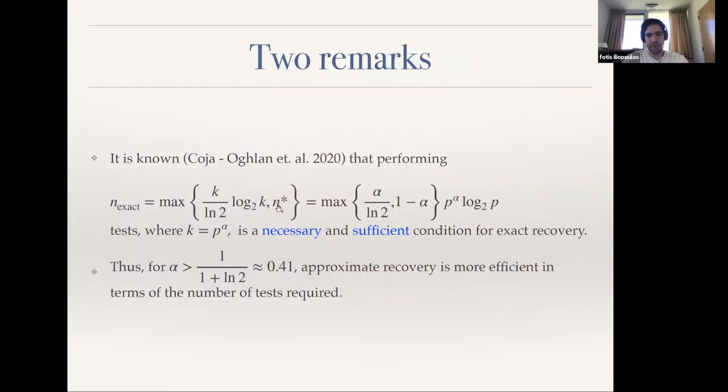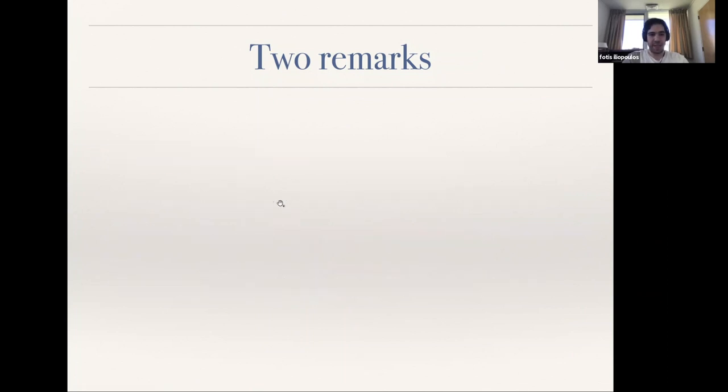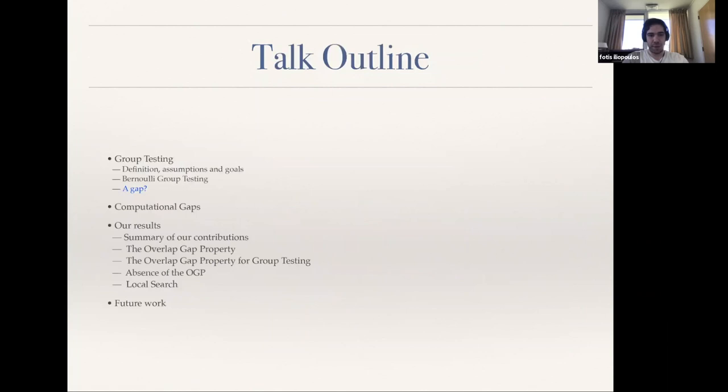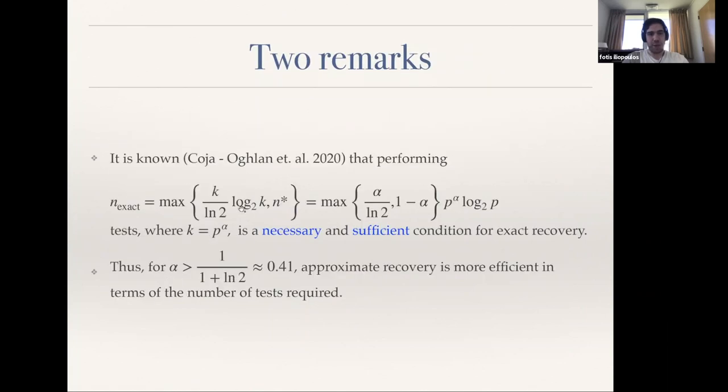So do you see my slide? Yeah, I do. So n star is the number of tests. n star is, from the previous slide, this quantity k log_2 (p over k). So for exact recovery, the number of tests you need is the maximum between the number of tests you need for approximate recovery and k log_2 (p over k). And as alpha becomes greater than 0.4, the first term dominates, and you save asymptotically more tests. Yeah, asymptotically more, but I'm trying to figure out how much is asymptotically more.